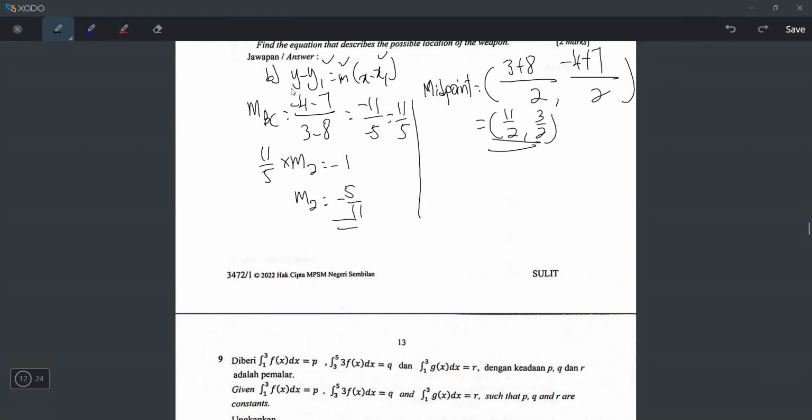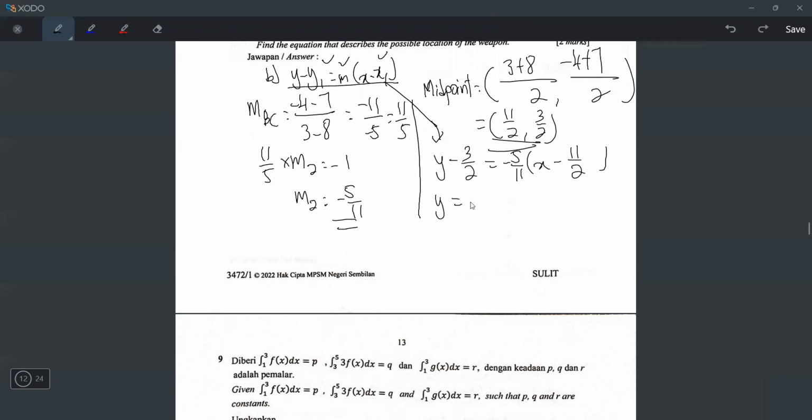I have my gradient. I think I can finally use this formula. So when I write this formula, it will be y minus something equals to gradient times x minus something. Gradient I already know, negative 5 over 11. Y I have to minus with y coordinate. So of course it's minus 3 over 2. And then x have to minus 11 over 2. But if let's say the point is negative here, then you will write plus already inside here because minus become plus, right?